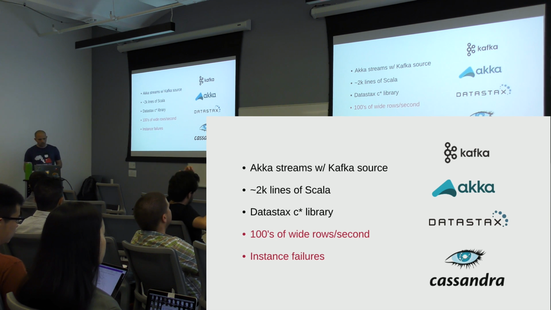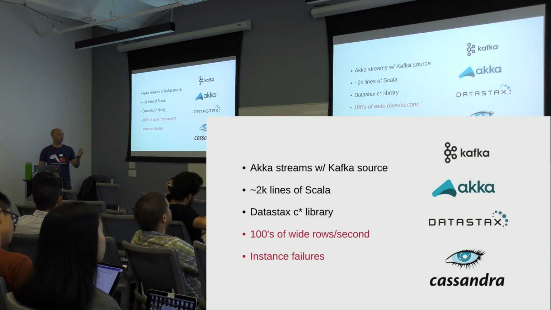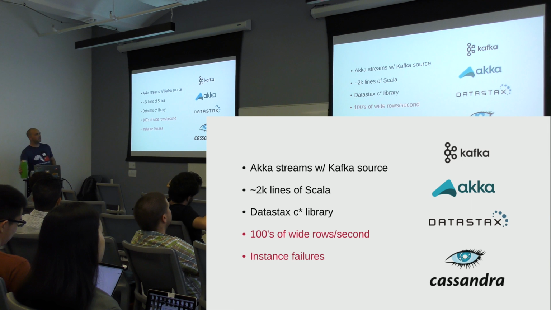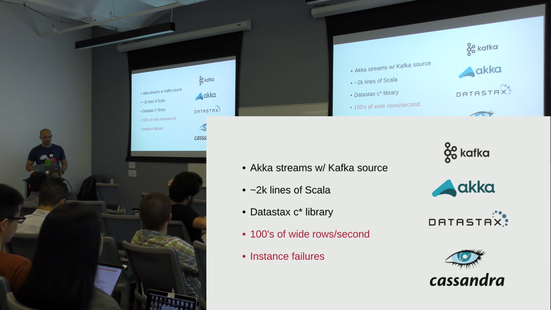So the tech on the right is our first hardened implementation of what our read path looked like. We had an Akka Streams consumer reading off Kafka, using the Java DataStax Cassandra driver with prepared statements, hitting Cassandra, and yeah, it was not working well.